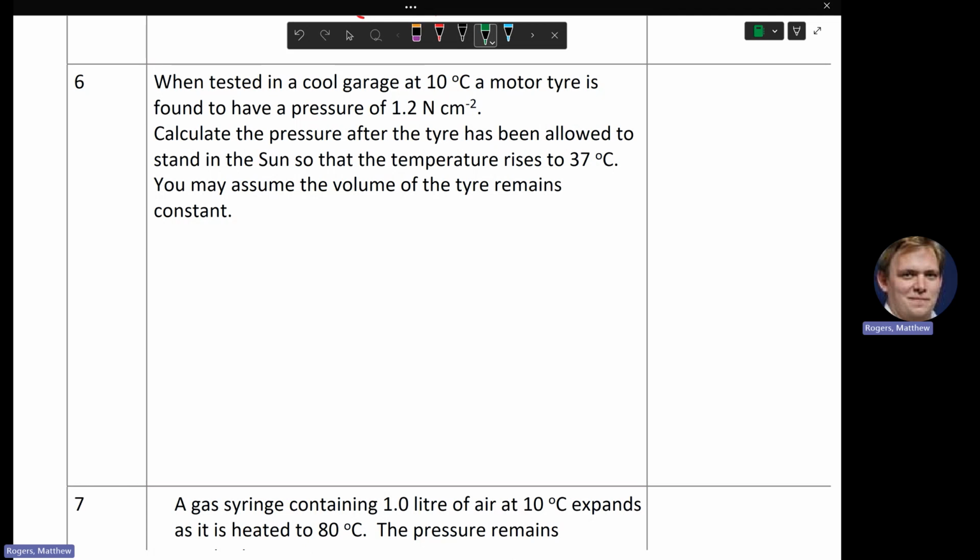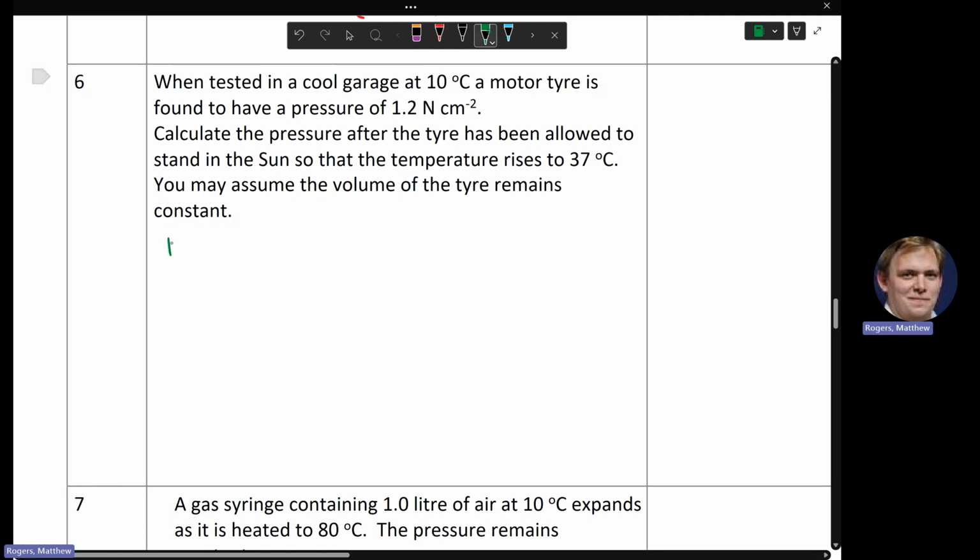So there's a couple of parts to this. First of all, we're back to using the combined gas law, except here we're assuming the volume remains constant. So we could write P1 over T1 is equal to P2 over T2.